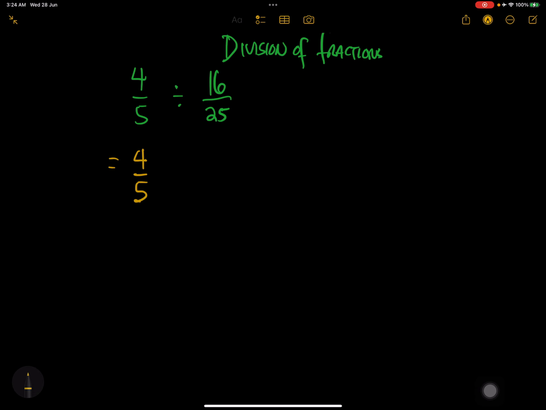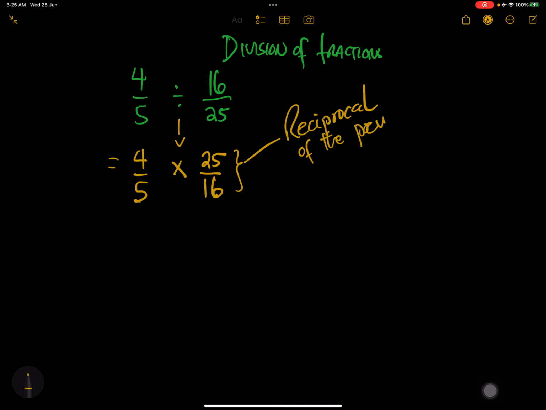We rewrite, we change. After writing the 4 over 5, we change this division into multiplication. And the moment we do that, the 25, the denominator goes up, and the numerator goes down. It's called the reciprocal. What we have done here is known as the reciprocal of the previous fraction. Now we are going to apply the multiplication of fractions that we studied.